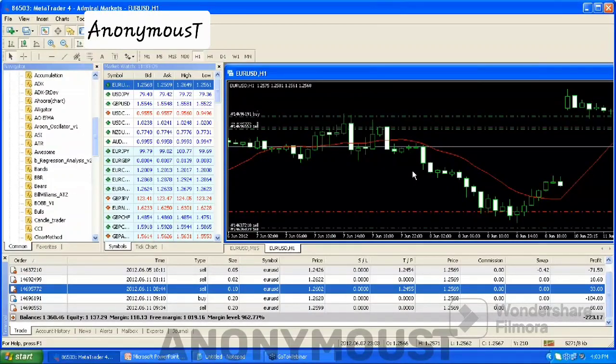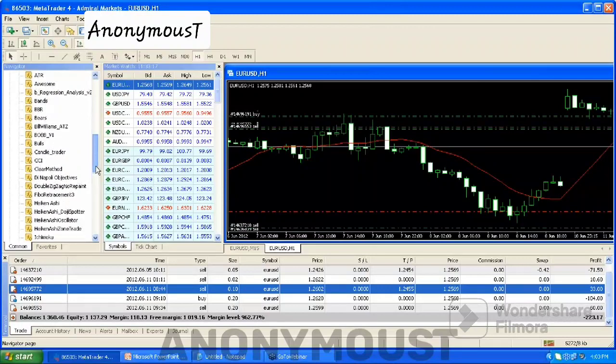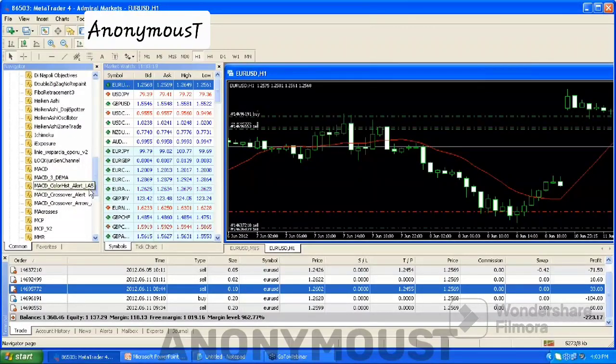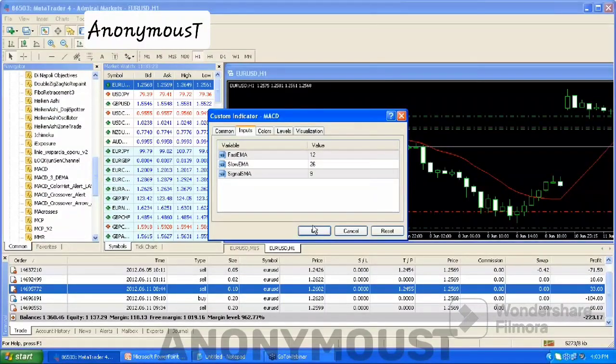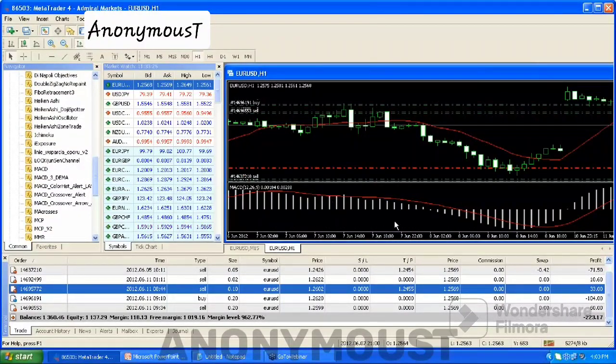So these two, moving average and the Bollinger Bands, are the trending indicators which have been plotted on the chart. Now we'll see the oscillators. We spoke about the MACD. Let me plot MACD for you, a normal simple MACD. I bring it here, I say okay. You see MACD here.